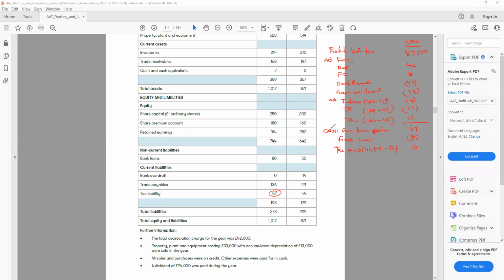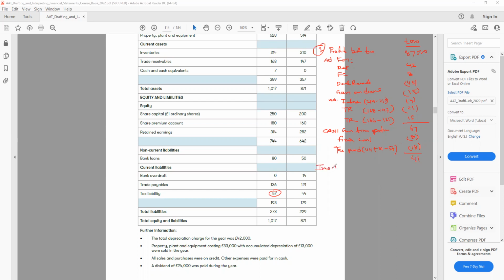And tax paid is also an outflow, because if we pay the tax, money is going out. And that will tell us how much is the cash generated from the operating activities, and that is 41. So our first step is done. The first part is done for the operating activities. The next one we do is our investing activities.